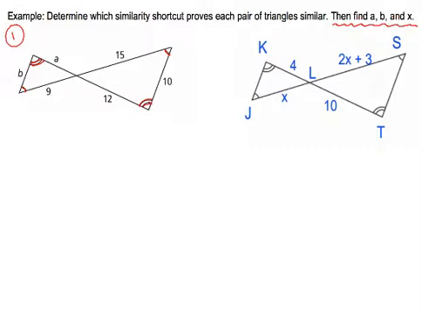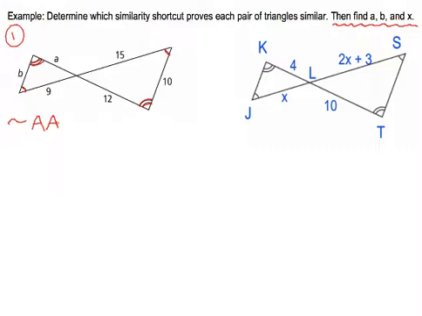And right there, I can stop. Once I've shown I have two pairs of congruent angles, I know that these triangles are similar by the angle-angle shortcut.